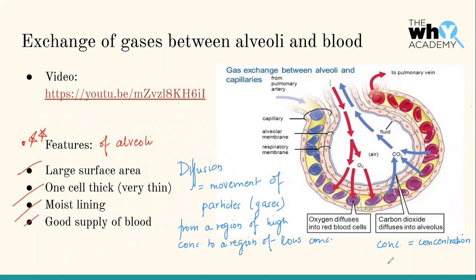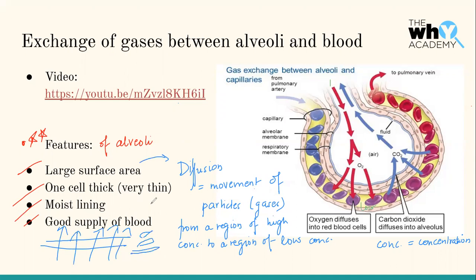Right, so the features of alveoli are basically that it has a large surface area, very, very important. This large surface area is what helps in easier and faster diffusion, right? Because there's more surface, more gas exchange happens. This is why you need more surface area. Second thing is it is one cell thick, meaning it has a very thin layer. It is not made up of dense cells.